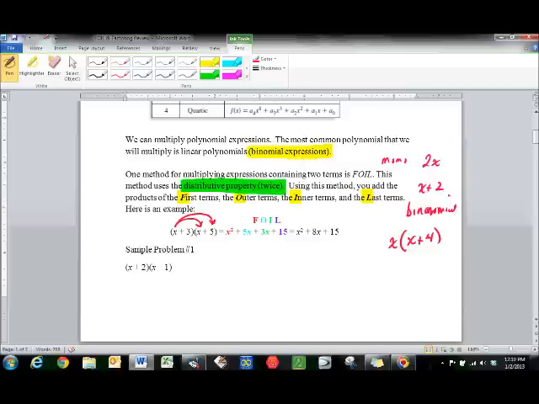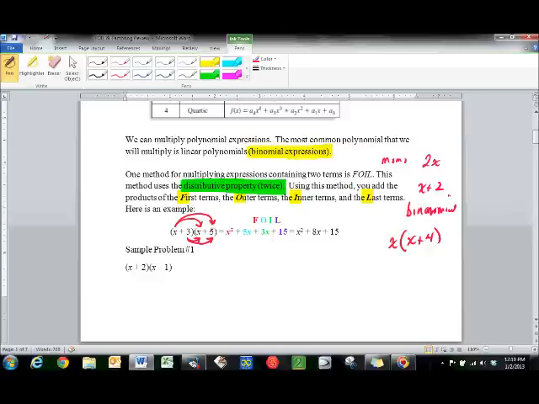Now, to continue the FOIL process, we are going to multiply the inside terms, and this has me multiplying the 3 times the x, and then the last terms has me multiplying the 3 times the 5. And if you recognize, what we've done here is we've done the distributive property a second time. So FOIL is just really a fancy acronym that gives you the order of distributing the binomial twice.